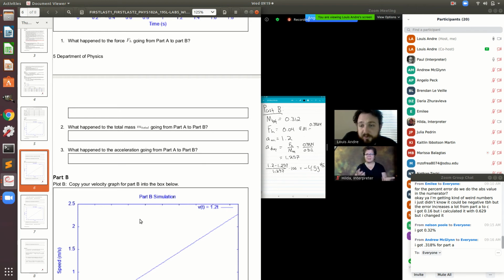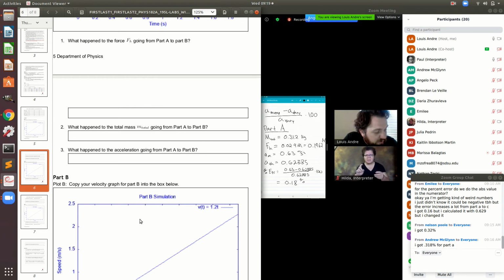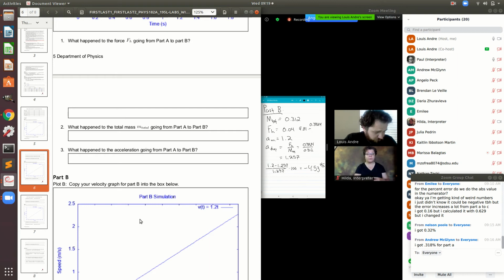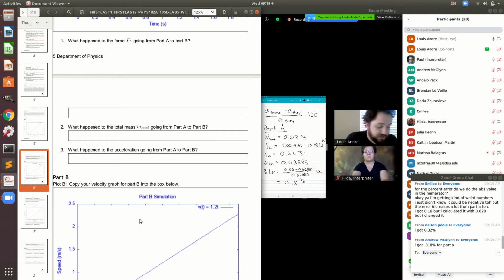Because we doubled the mass of the hanger. Makes sense. Number 2, what happened to the total mass? Stayed the same, right? Total mass 0.312. Over here, total mass 0.312. What happened to the acceleration from part A to part B? The acceleration over here is 0.62. Over here it's 1.2. That looks like 6 and 12, kind of, right? It looks like it doubled. So if I do 1.257 and divide by 2, I get 0.6285, which looks pretty close to what I had over here. So it looks like my acceleration doubled, right?